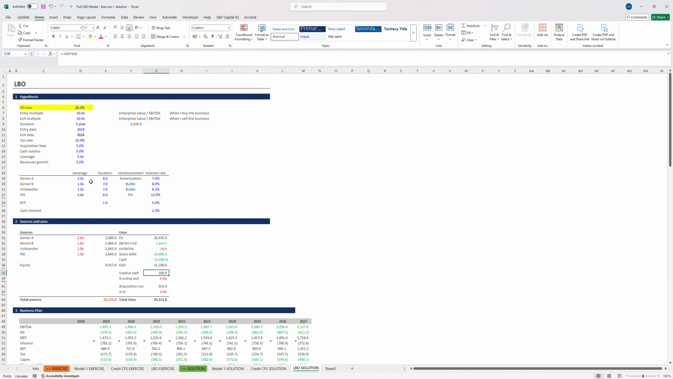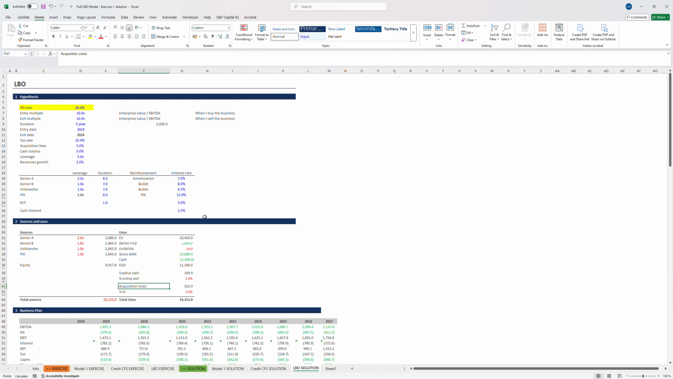You have your surplus cash, as I said at the beginning, and your acquisition costs, which we can't see now because it's cut. So you have your uses, and then you know that it's going to balance. So you just balance, and then you put your equity as the difference. This is one way to do it. In reality, we wouldn't do it like that, but in terms of training for an LBO and a case study, this is a good way to do it so that you're pretty sure that it balances, because everything you raise is going to be used.